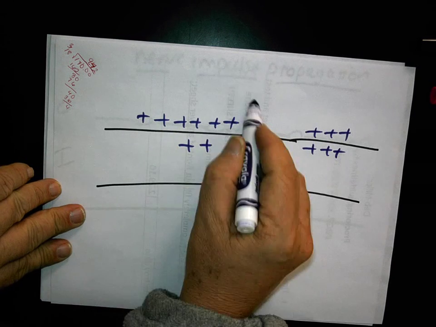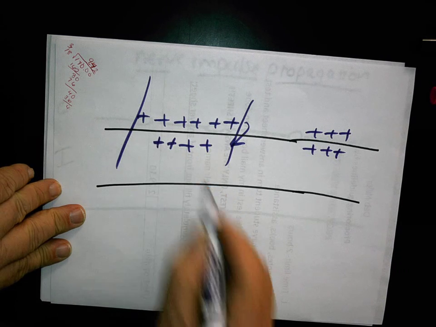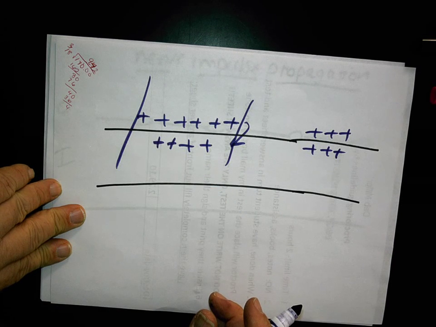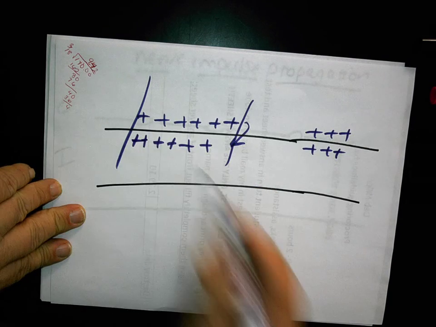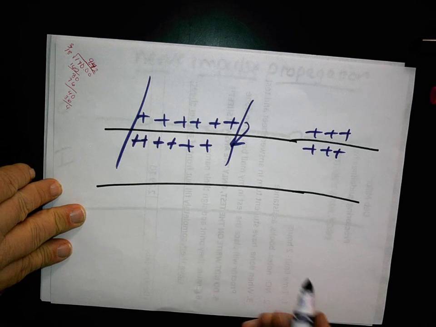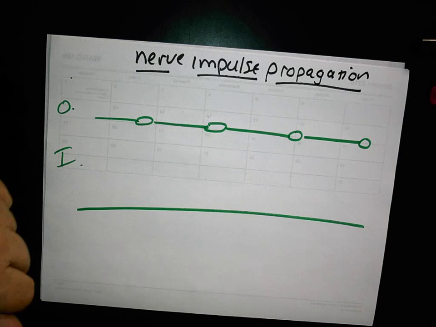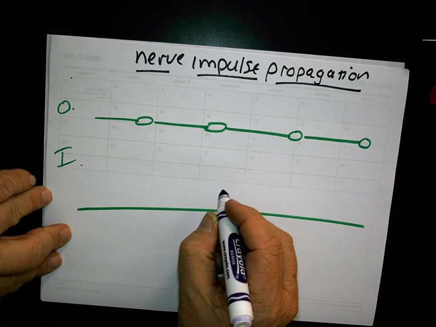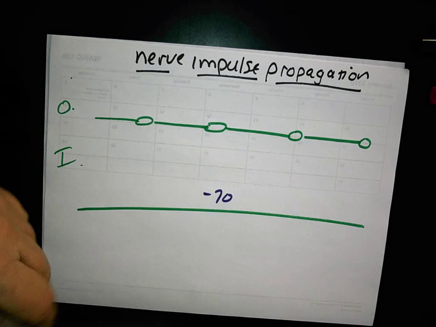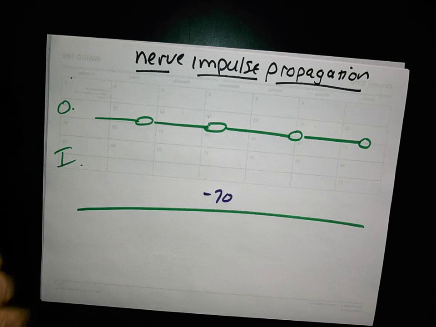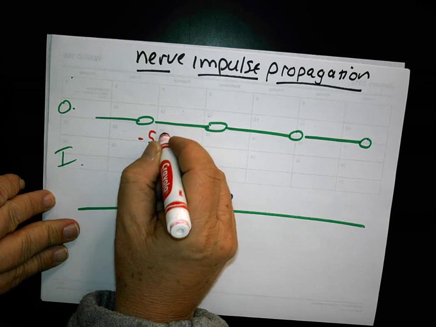So let's look at this condition right here. If I were to add positives here, would the voltage go up or go towards zero? Go towards zero, because when they get equal, what's the voltage? Zero. Now let's keep that in mind here. What is the resting membrane potential by voltage? What is the threshold for the sodium gates? What's the voltage? Negative 55.